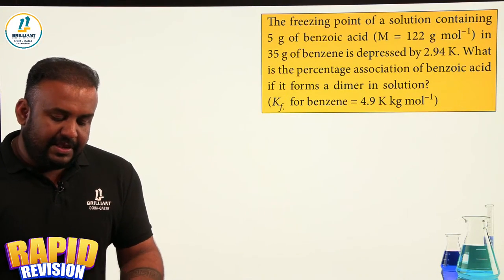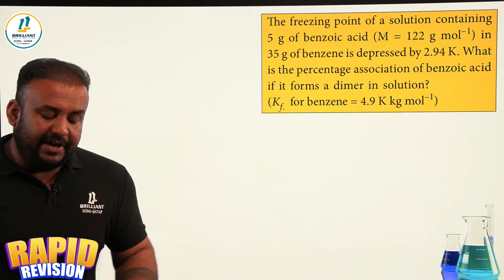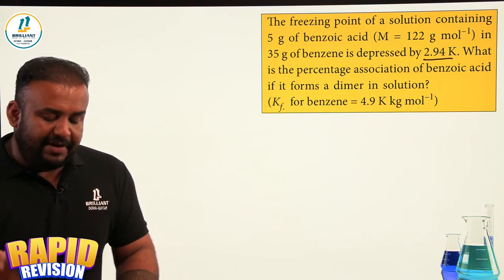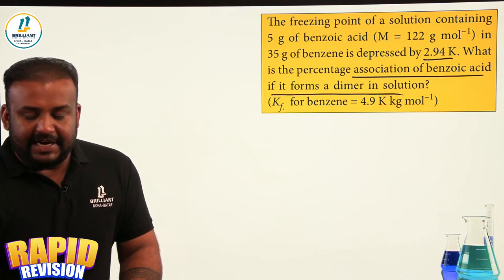Next question. The freezing point of a solution containing 5 gram of benzoic acid in 35 gram benzene is depressed by 2.94. What is the percentage association of benzoic acid if it forms a dimer in solution?